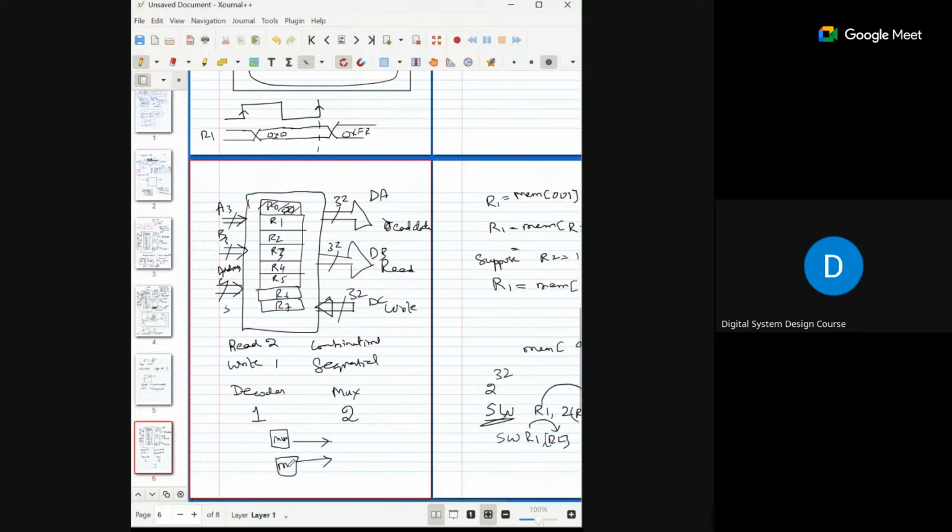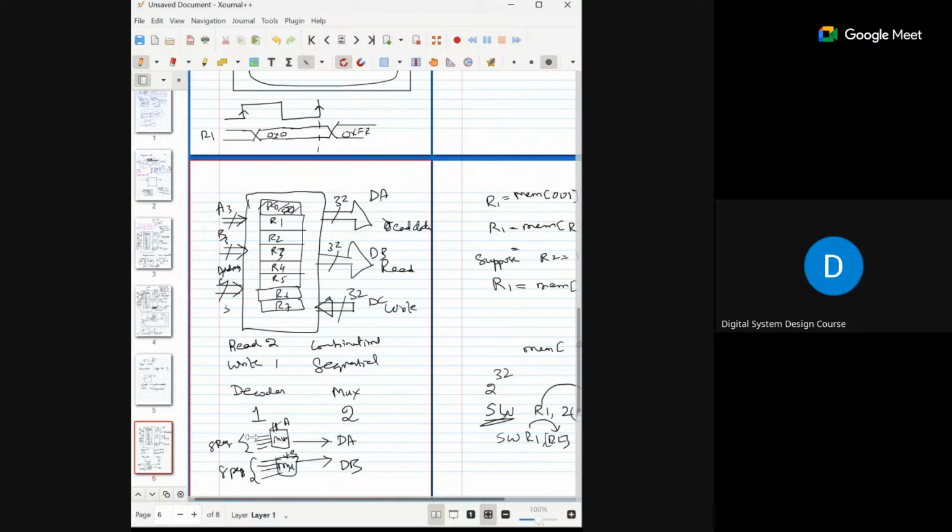In mux 1 and mux 2, what are the inputs? I have 8 registers. All 8 registers' outputs are taken as inputs of this multiplexer, and based on the selection line it gives one output. This selection line is based on my address line A, and this is my B address line. That gives DA and DB. Does it look okay? Yeah, got it.